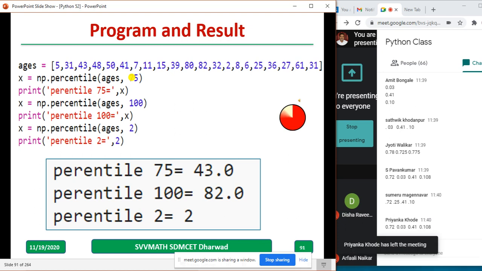Only copy the 2 lines, np.percentile of ages comma percentage, followed by print percentile, whatever the percentage you give, percentile you have given equal to x. The same thing you can repeat twice, thrice, depending upon the requirement. So let me go to the next slide.